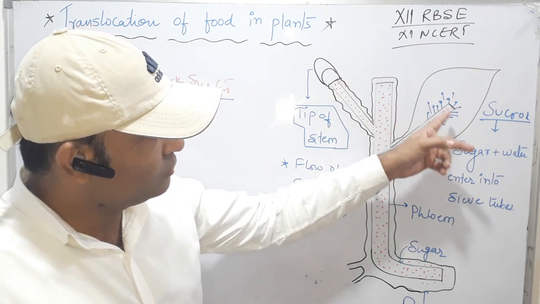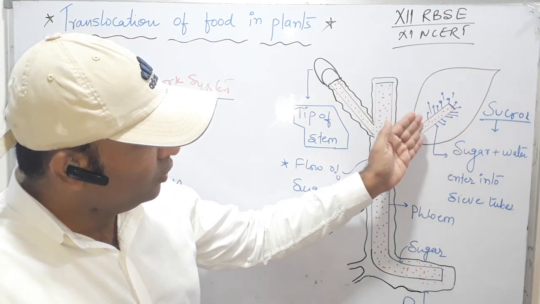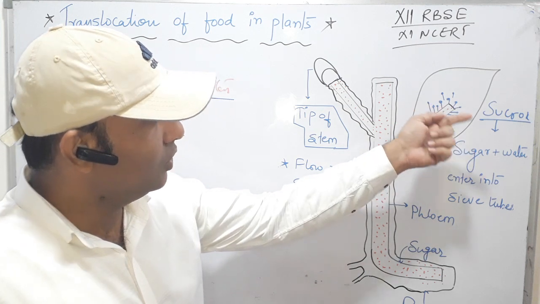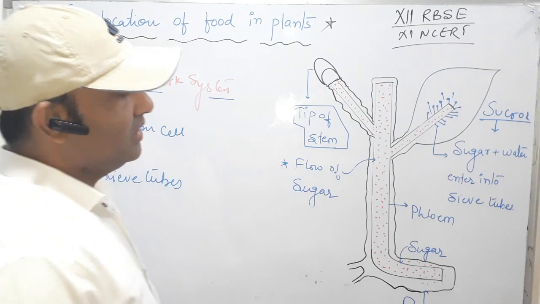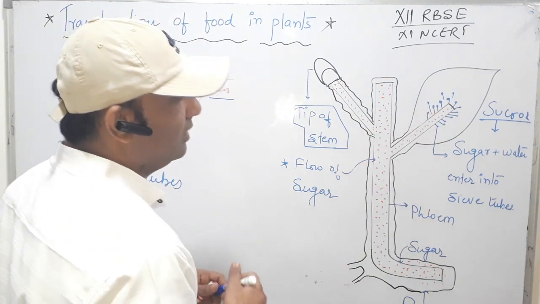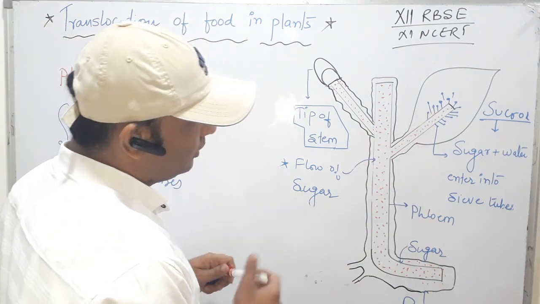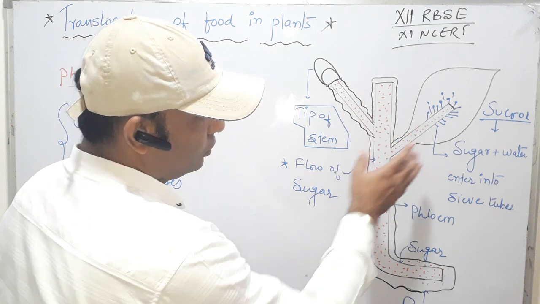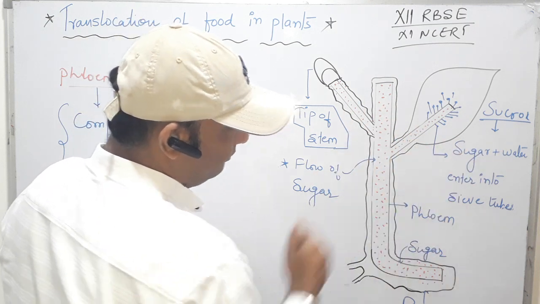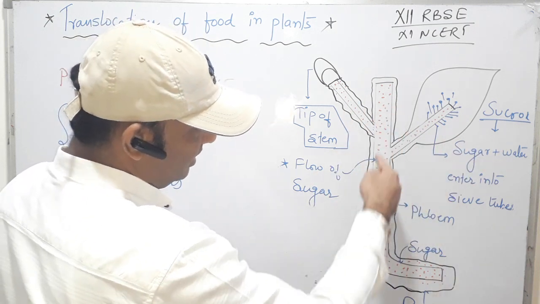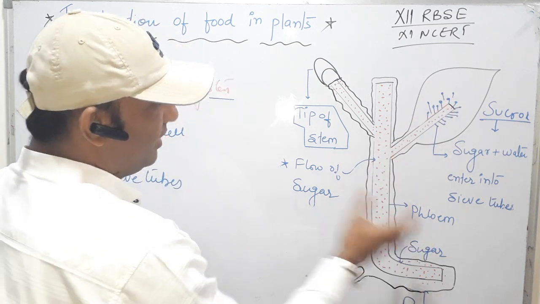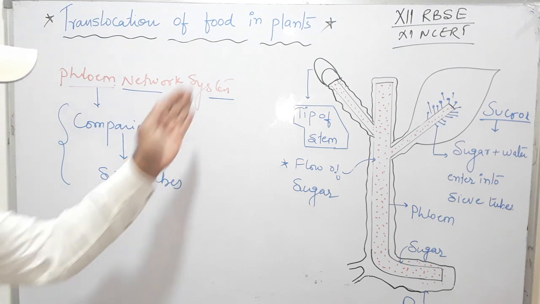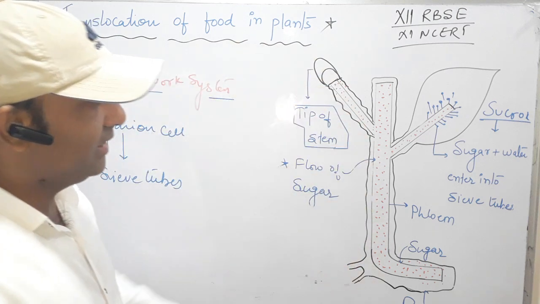Now after the loading of sucrose into the companion cell, water also joins in the companion cell, and it also changes the osmotic pressure. And now this osmotic pressure leads to the transfer of the food, which is sucrose plus water, into the sieve tubes. And these sieve tubes transport the food to the different parts of the plant or the required part of the plant. So this is the mechanism in a simple way.